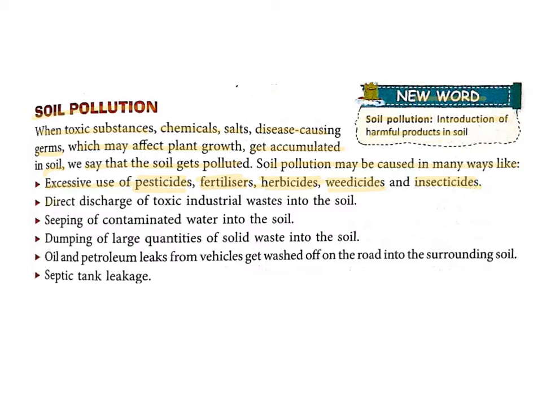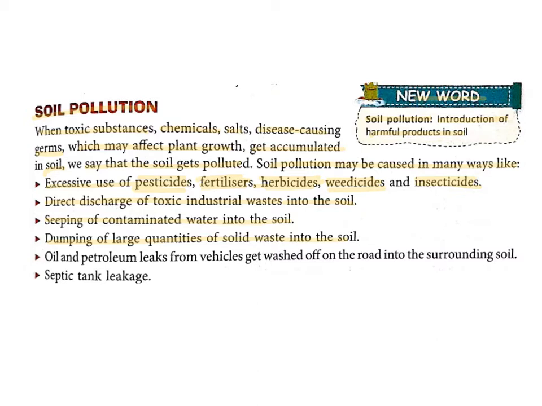The second one, direct discharge of toxic industrial waste in the soil. So you might have observed that many industries directly discharge their toxic water in the field. Third, seeping of contaminated water in the soil. Sometimes the contaminated water gets seeped in the soil and pollutes it. Fourth, dumping of large quantity of solid waste in the soil. So to get rid of the solid waste, people generally prefer to dump the waste in the soil.